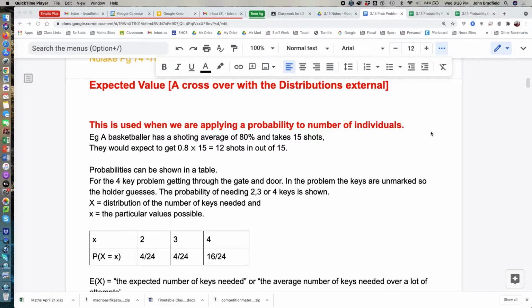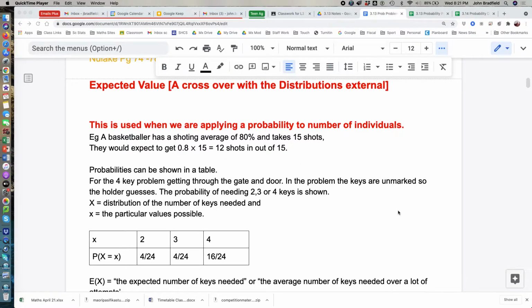On a simple level, if we think of a basketballer who shoots an average of 80%, which is pretty good, I understand, and that basketballer in a game takes 15 shots. In terms of estimating how many we would expect them to get, well, we would take the probability and times it by the number of shots, and so 0.8 of 15 is 12. So we would expect them to get 12 shots in out of 15.